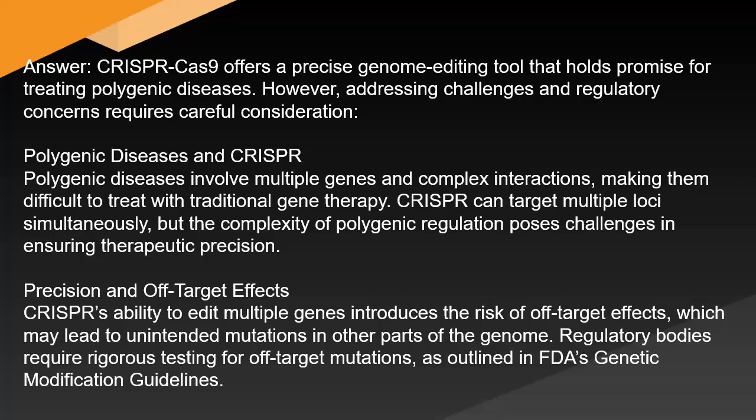Polygenic diseases and CRISPR. Polygenic diseases involve multiple genes and complex interactions, making them difficult to treat with traditional gene therapy. CRISPR can target multiple loci simultaneously, but the complexity of polygenic regulation poses challenges in ensuring therapeutic precision.